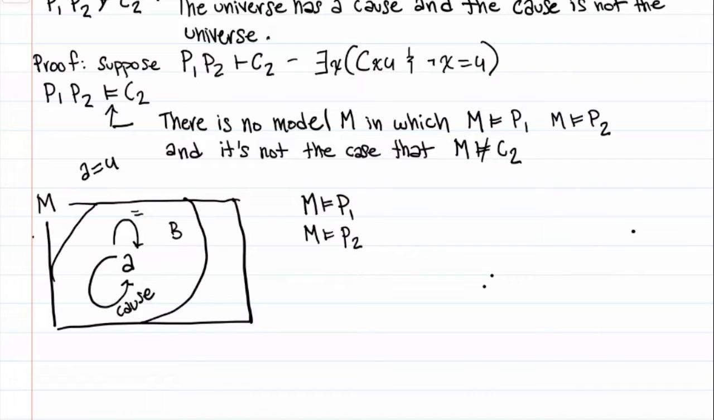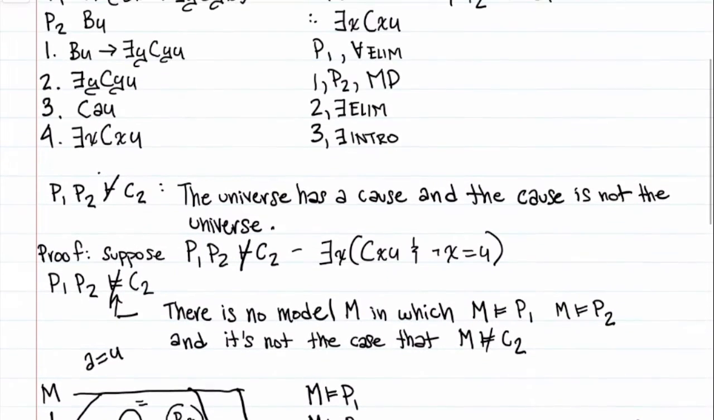But in fact, it does not satisfy C2. Because even though there's something that begins to exist, there's nothing that begins to exist that is not identical to A. So keep in mind here that B is not another element, it's a predicate letter. So, in fact, it's not true that C2 is a logical consequence of P1 and P2. And therefore, by the soundness theorem, it's not the case that C2 follows from P1 and P2.